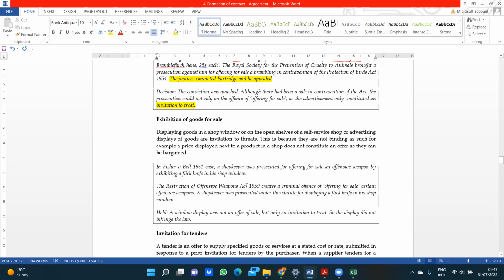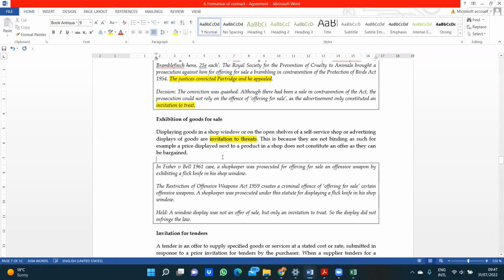Exhibition of goods for sale. Displaying goods in a shop window or on open shelves of a self-service shop, or advertising displays of goods, are invitations to treat.